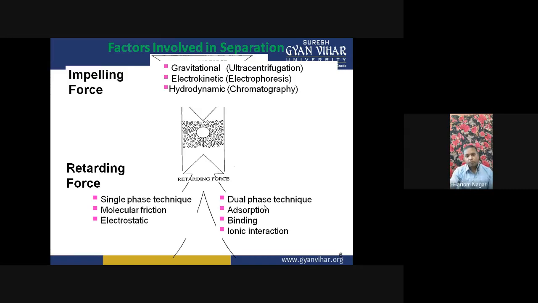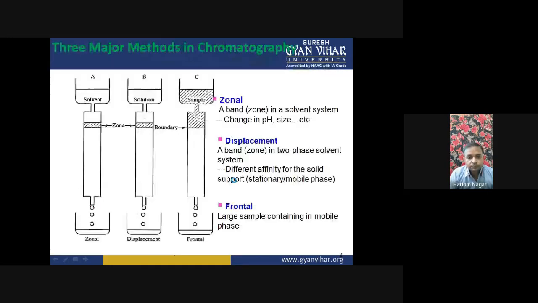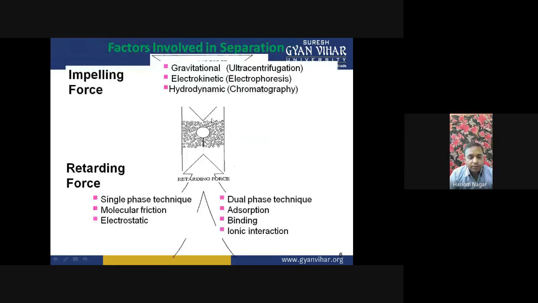Which means the elution from the column would be later. So retarding forces oppose the migration of the components of the mixture, and the impelling force increases the rate of migration of the components.